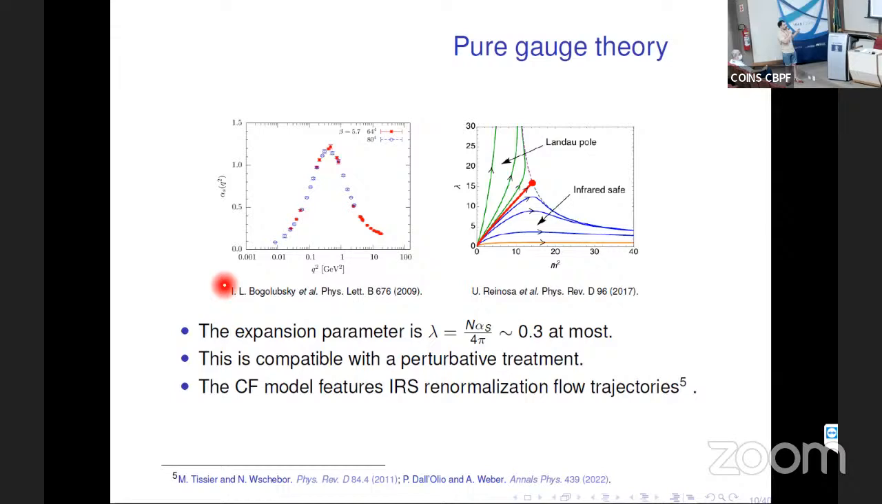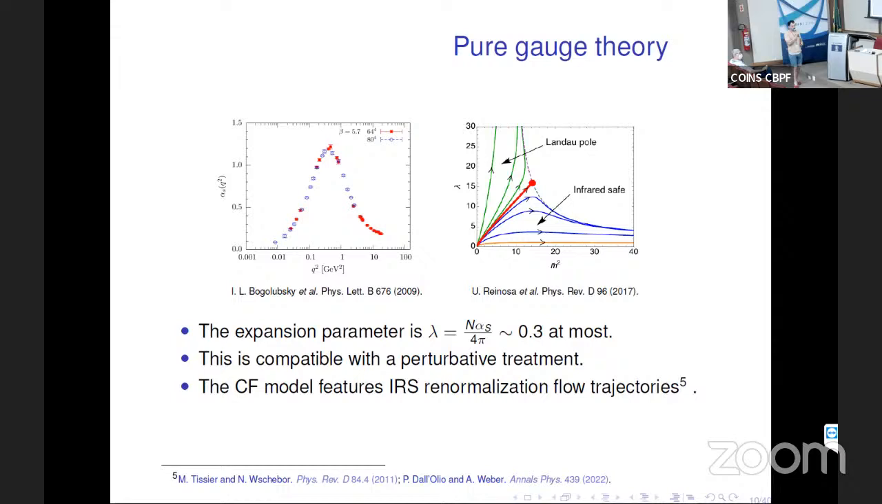We can take into account that the expansion parameter is not alpha, it's another quantity we called lambda here. And lambda is related to alpha through this equation. So the expansion parameter is alpha multiplied by the number of colors, 3, and divided by 4 pi. So this gives 0.3 at most, and this is consistent with a perturbative treatment, right? In principle, it could give reasonable results.